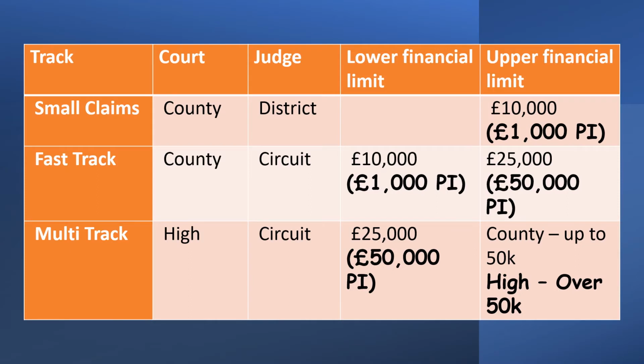Now we're going to go through this in different ways, but fundamentally we have 3 tracks: a small claims track, a fast track, and a multi-track. The small claims track upper financial limit is £10,000. So if it's lower than £10,000 in any case other than personal injury, for which the upper financial limit is £1,000, then it will be heard in the county court with a district judge.